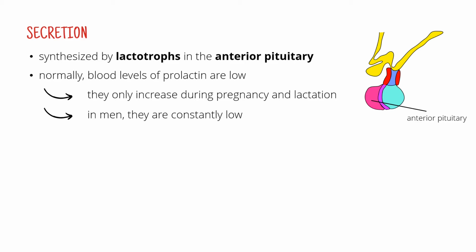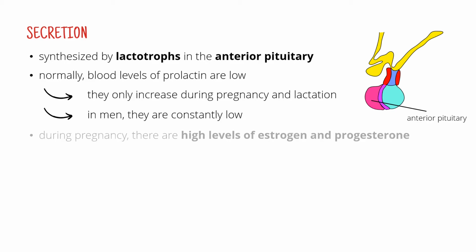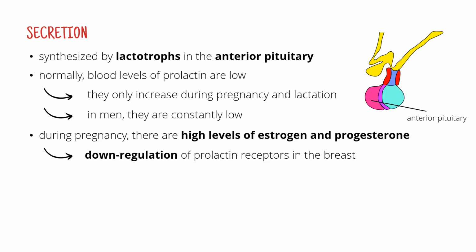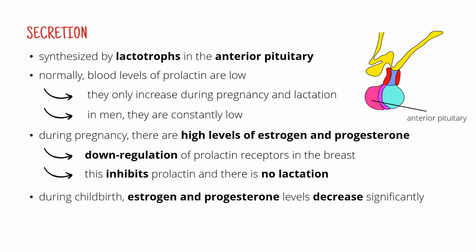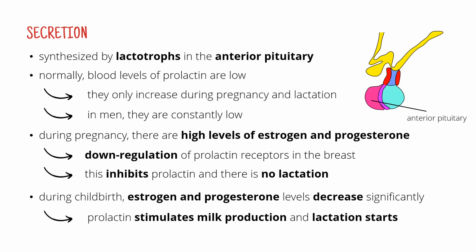During pregnancy, things start to change, and there's more and more prolactin. There are, however, also high levels of estrogen and progesterone that down-regulate prolactin receptors in the breasts. Down-regulation simply means that there's fewer receptors of that hormone, or the hormone doesn't bind that easily to its receptor. This inhibits prolactin, so it's not able to function just yet, and there's no lactation. However, during childbirth, estrogen and progesterone levels decrease significantly, and prolactin then starts to stimulate milk production, and lactation can start.